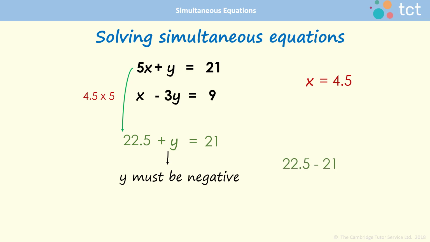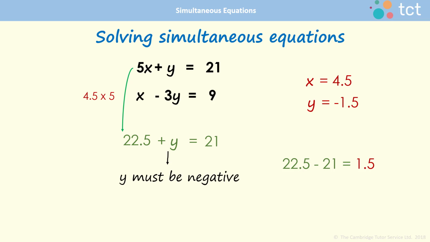22.5 take 21 leaves us with 1.5. Remember, because we've ended up with a negative, that 1.5 has effectively been taken away. If you add on a negative, it's the same as subtracting. So if you take away 1.5 from 22.5, you get 21. So y is negative 1.5.